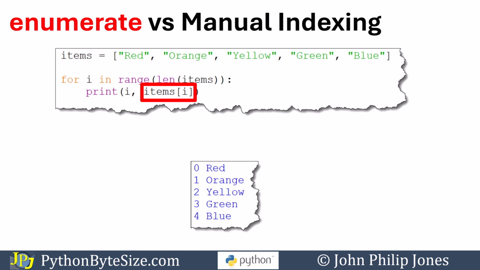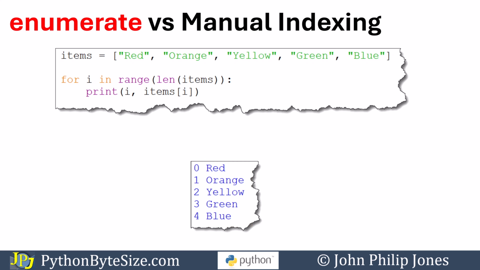And of course, every time we go into the loop, this value of i starts off being 0. The next time in the loop, it's 1. And every time you go into the loop, it'll go to 2, to 3, to 4. And that's why you can see here, it prints red, orange, yellow, green, blue, because we've picked up each item in the list in turn.